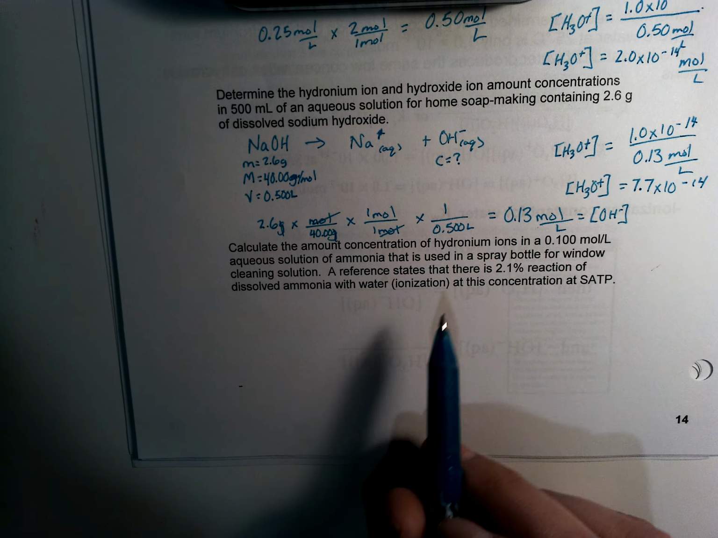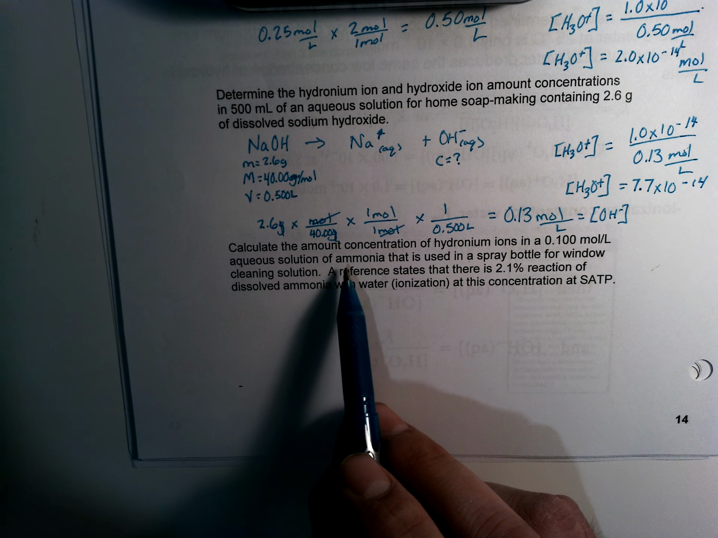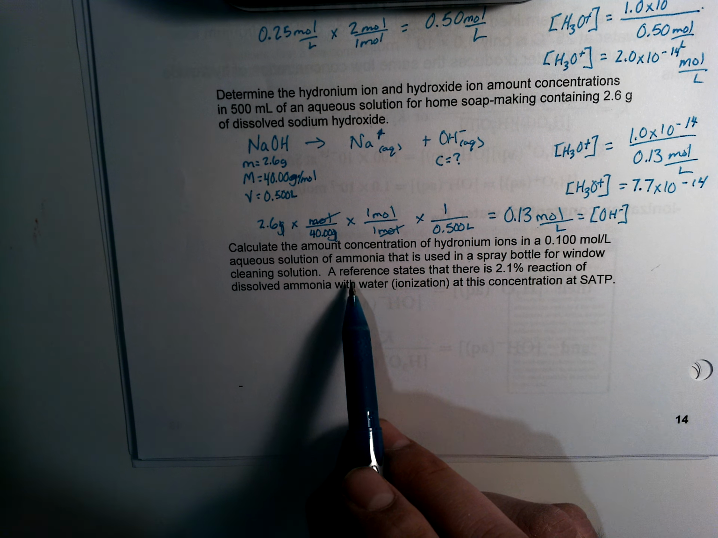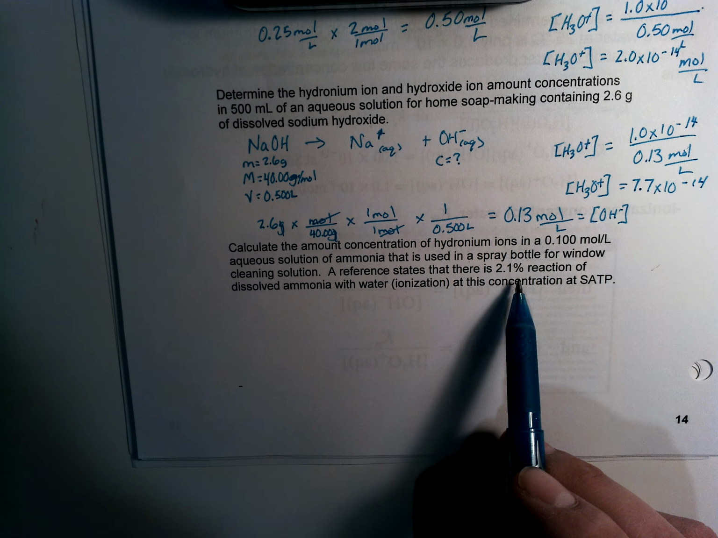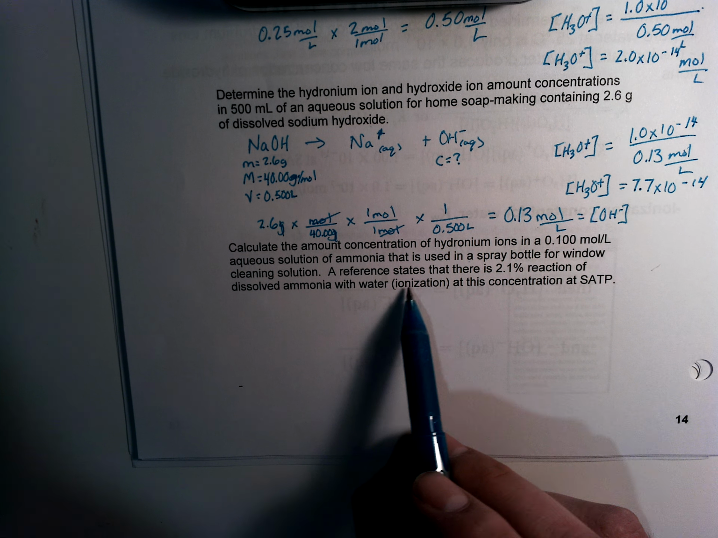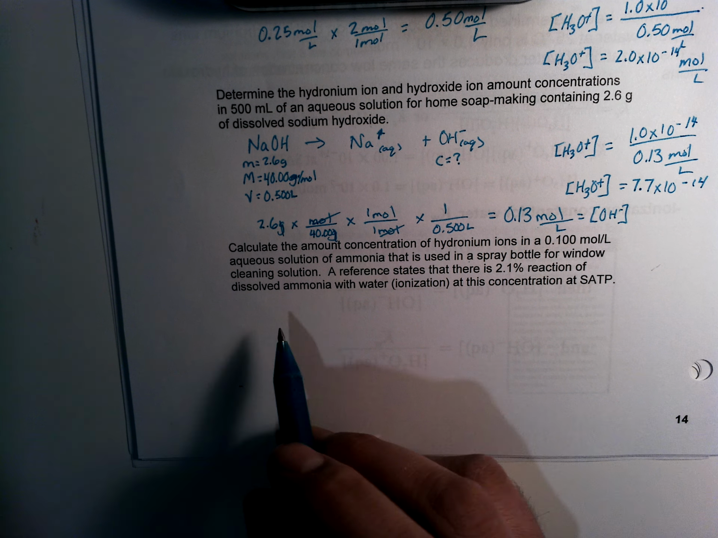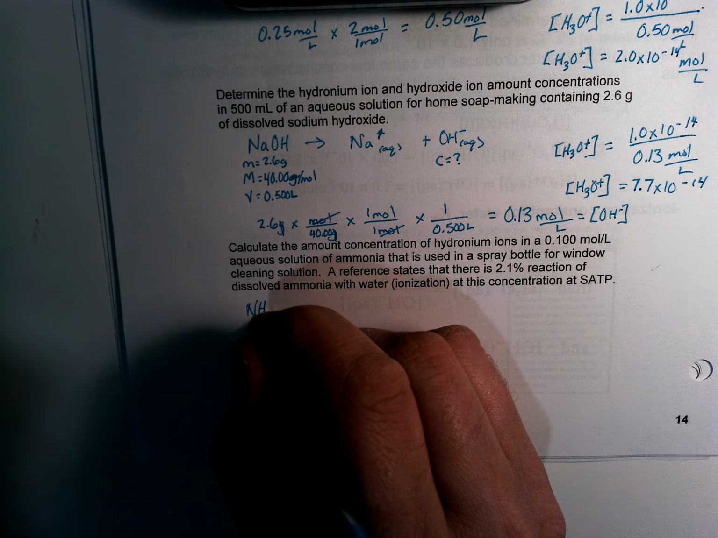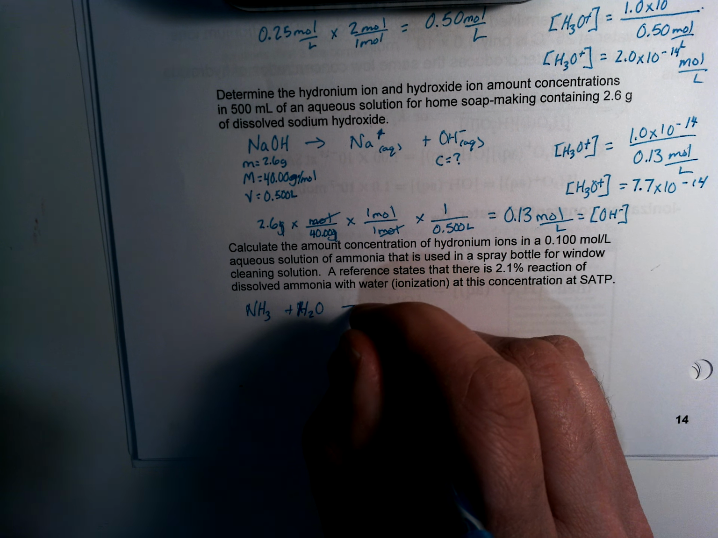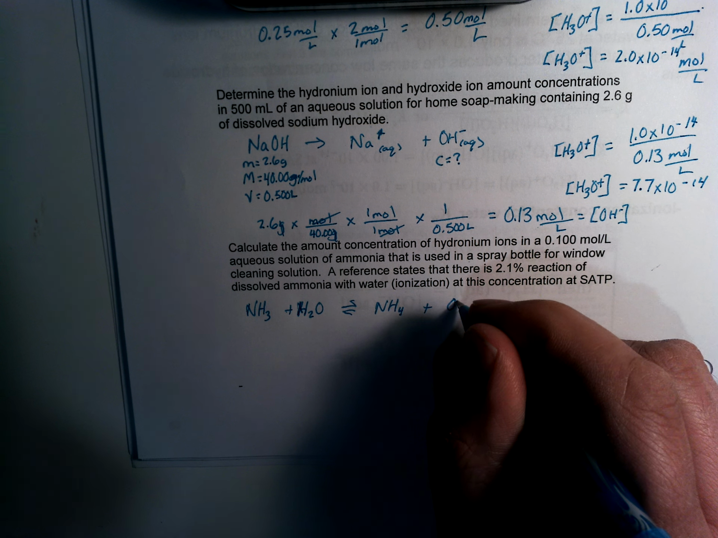Okay, so now last question here. Calculate the amount concentration of hydronium ions in a 0.1 mole per liter aqueous solution of ammonia that is used in a spray bottle for a window cleaning solution. So a reference states that there are 2.1% reaction of dissolved ammonia with water. So basically 2.1% of ammonia goes forward at the concentration of SATP. So first off, we have ammonia plus water, and that's going to produce ammonium plus hydroxide.